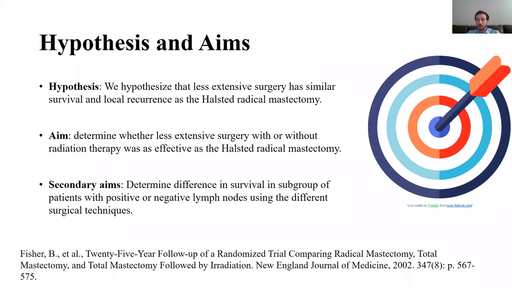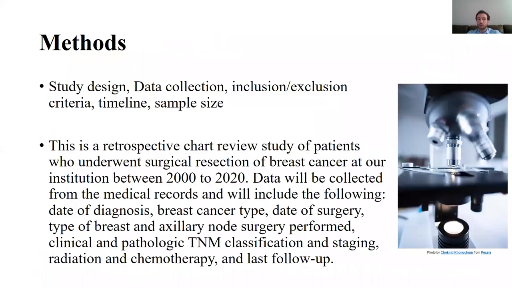What is your aim? What is the goal of this study? It is to determine whether the less extensive surgery can give similar survival to the bigger surgery, which is the mastectomy. Sometimes studies have secondary aims. Our main outcome is survival, but I might have another outcome, which is difference in complication rates, or patients who have positive lymph nodes: do they have different survival compared to patients who have negative lymph nodes? So it's different aims, but you should always have a main aim, and then you can have secondary aims. So you mention that in your protocol.